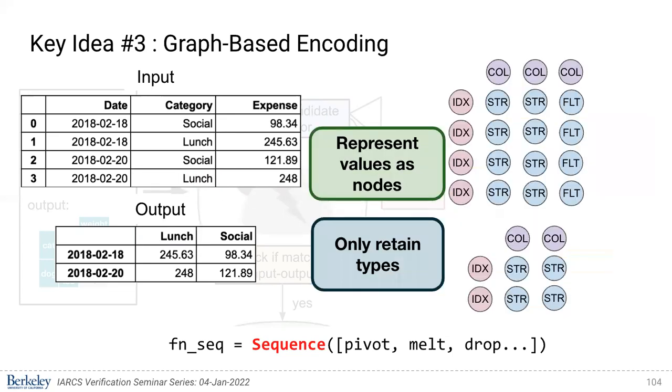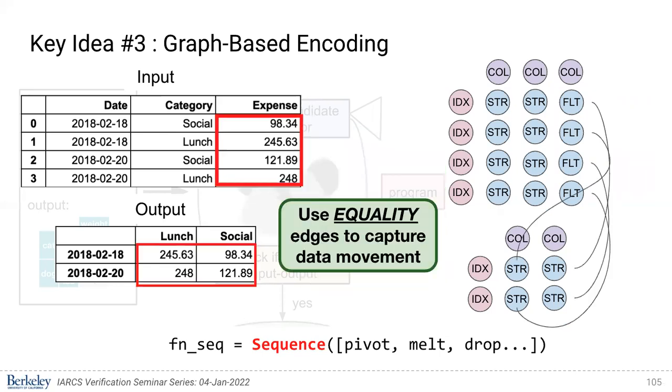So the way we encode this is that we just represent all the values like columns, cells, and index labels as nodes, and we only retain the types. We throw away the values. By types, I mean integer, string, float, etc. And we use equality to capture the data movement. So we just compare the values. If they match exactly, we establish an equality edge. That's what we assume.